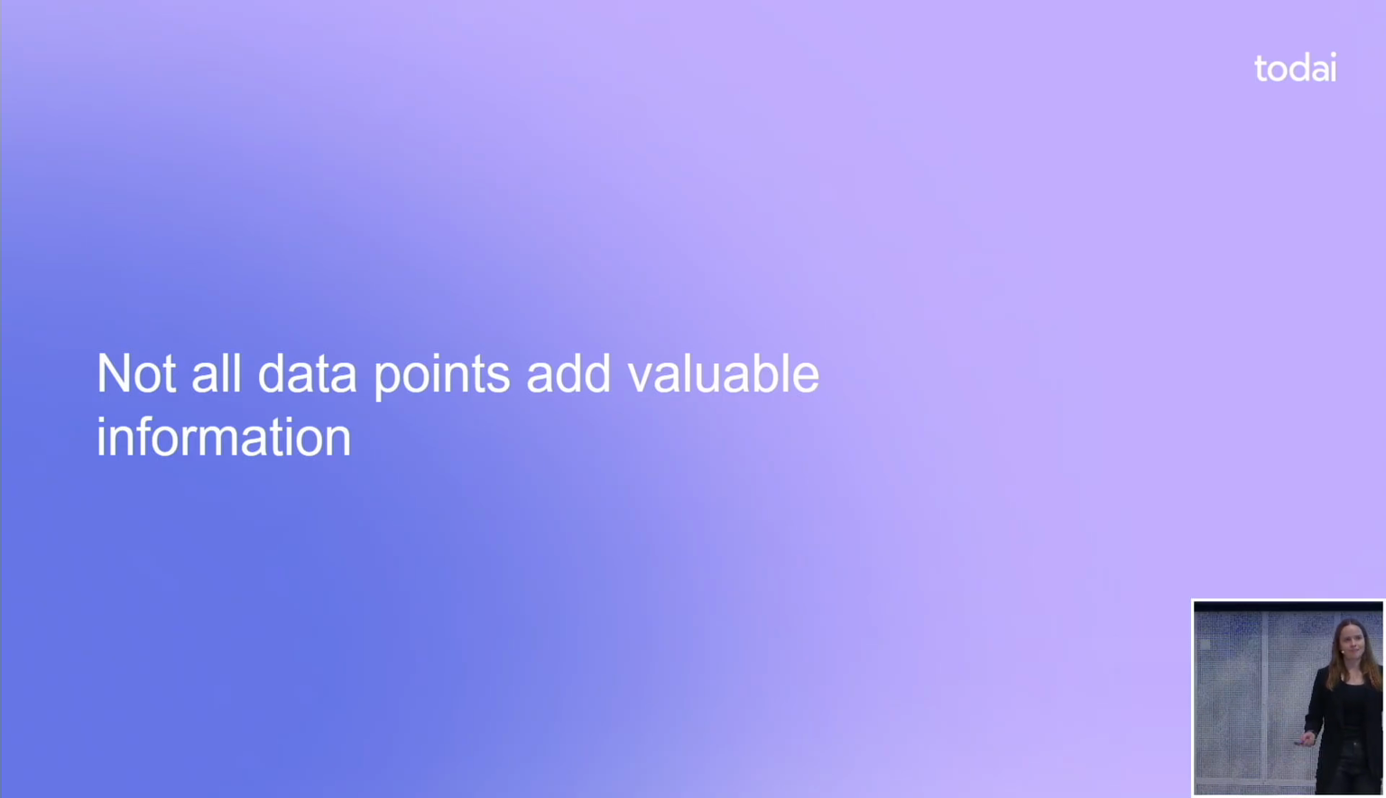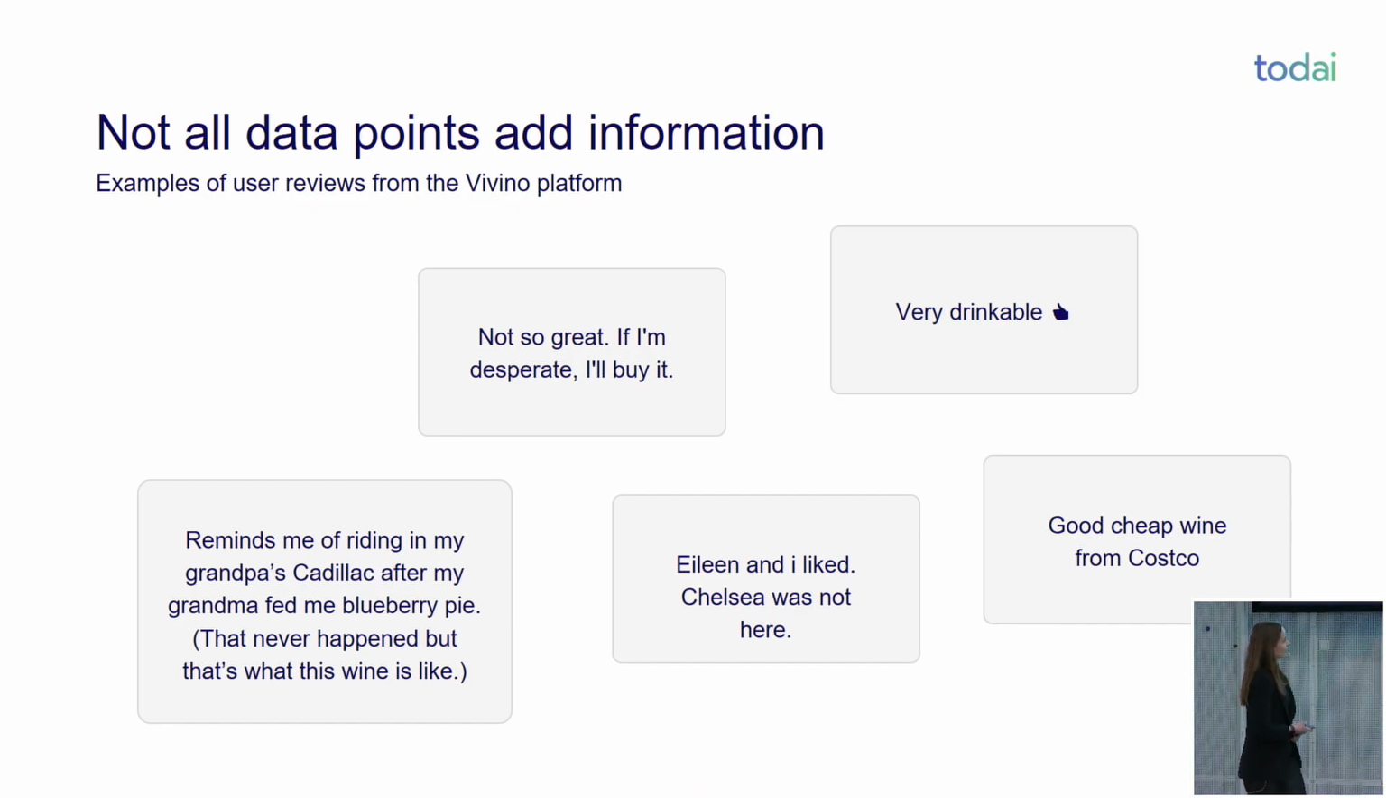But I'll leave you with this. Not all data points add valuable information. Here are some examples of user reviews from the Vivino platform. "Reminds me of riding in my grandpa's Cadillac after my grandma fed me blueberry pie. That never happened, but that's what this wine is like." Doesn't really tell us a lot about flavor. And here's another one. "Not so great. If I'm desperate, I'll buy it." And this one reminds me of a Facebook status. "Eileen and I liked, Chelsea was not here."